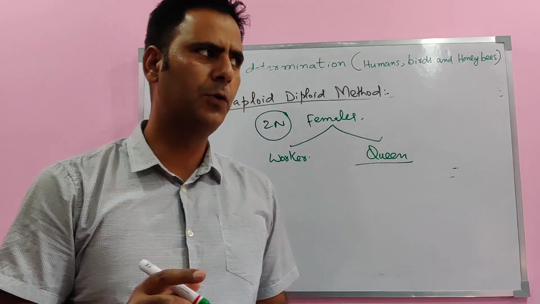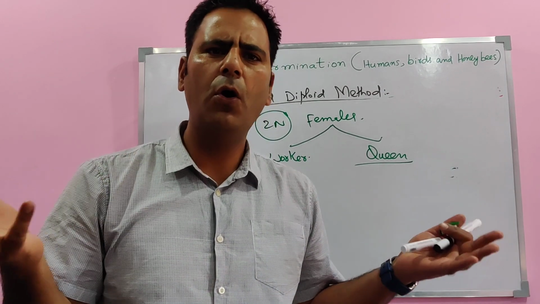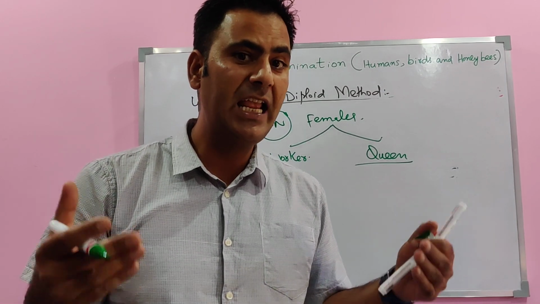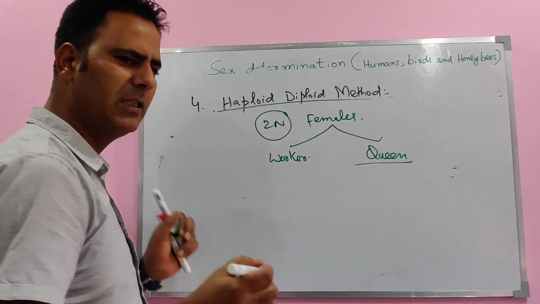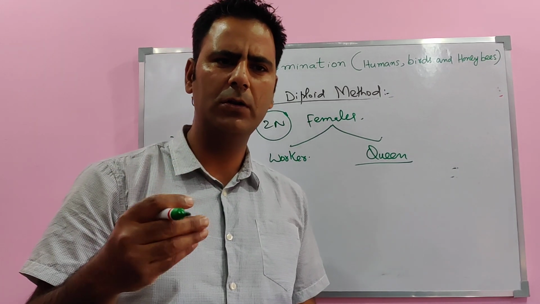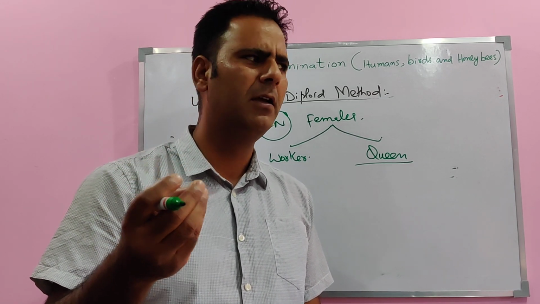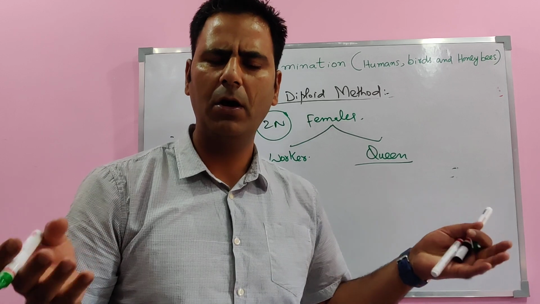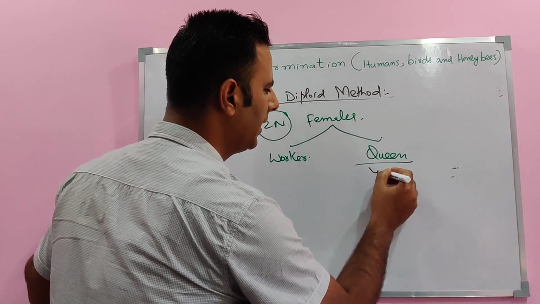If the queen left, or if the queen is old, then they can raise another queen. How? All the zygotes, all the young ones, are fed with pollen. But there is a particular young one.